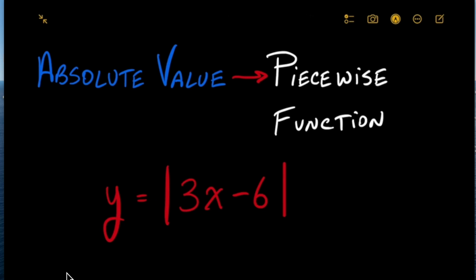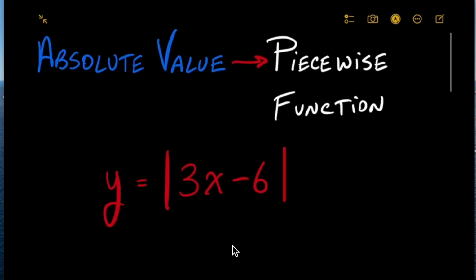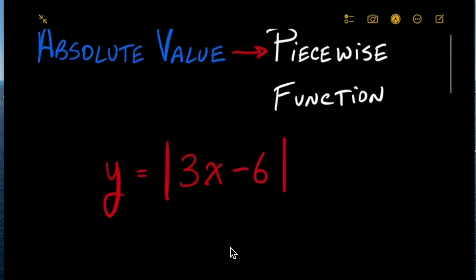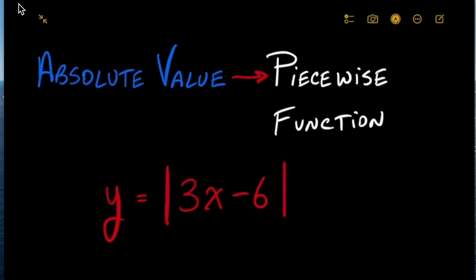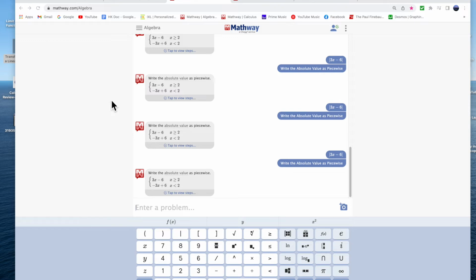In this video, we're going to talk about how to rewrite an absolute value equation as a piecewise function. And by the end of this video, you are easily going to be able to take an equation like this and rewrite it as a piecewise function. But before we get into this, I want to show you that on Mathway, you could check your work.